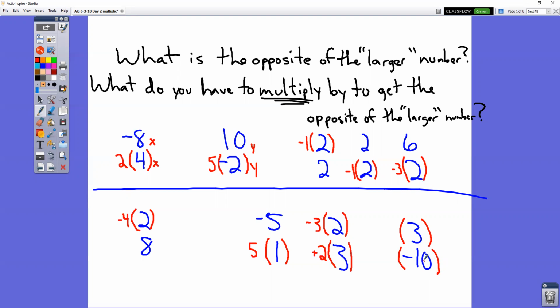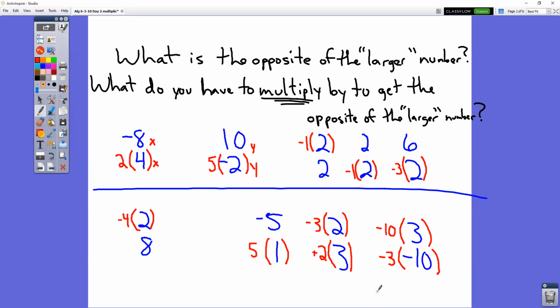So 3 times -10 is -30. To get a -30 down here, I'd have to multiply by 3. To get a +30 here, I'd have to multiply by 10. And again, you could have done it the exact opposite way and created a -30 up top and a +30 on the bottom by multiplying by -10 and -3.